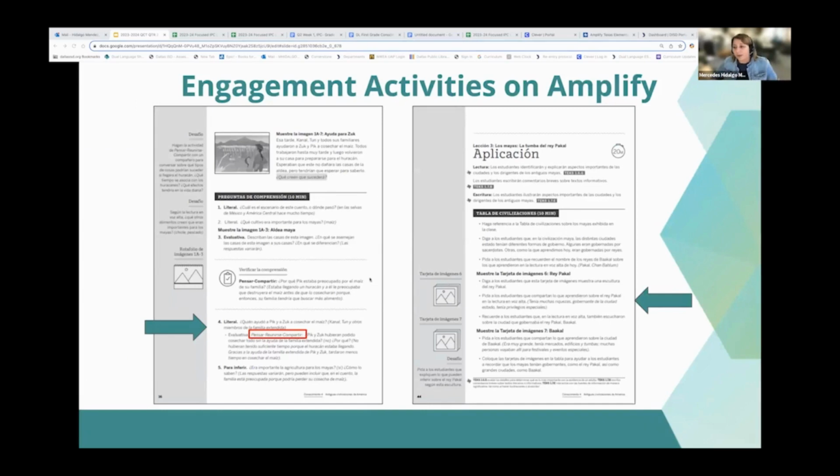So Amplify has some opportunities in their lessons. If you think about the preguntas de comprensión, there is always the invitation to do pensar, reunirse, compartir, which is, in fact, the same as our bilingual pairs. And also in aplicación, there are some opportunities there for students to engage.